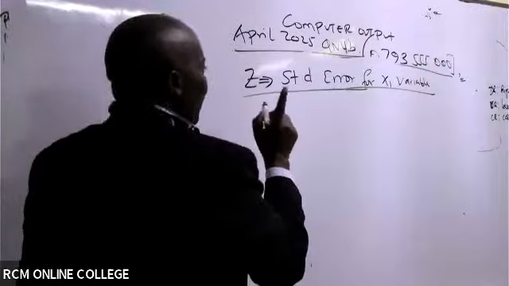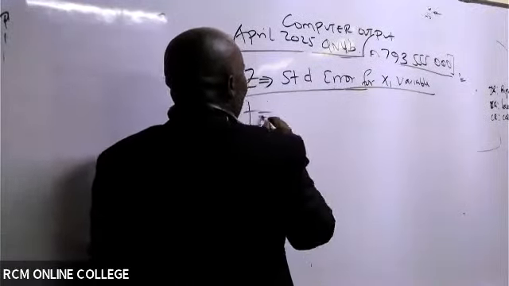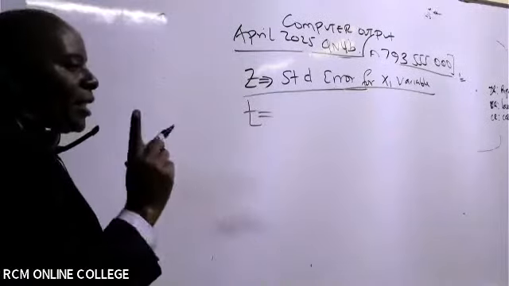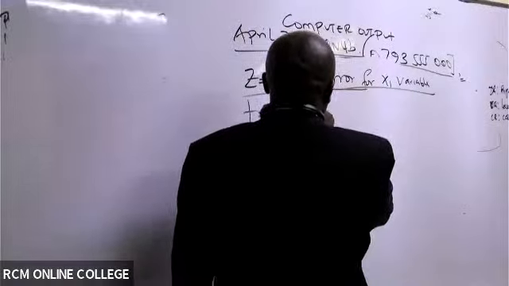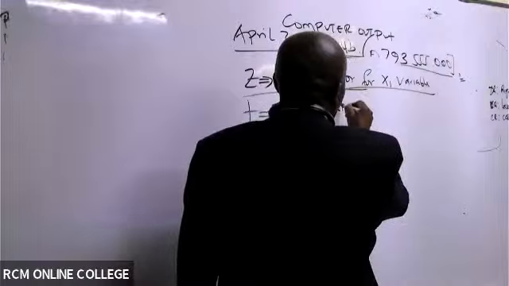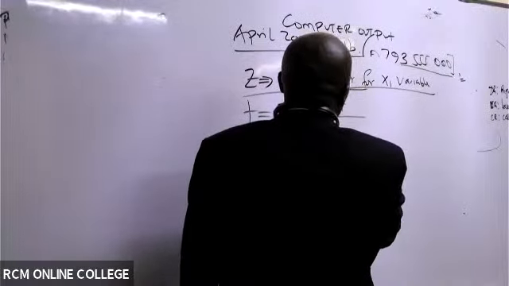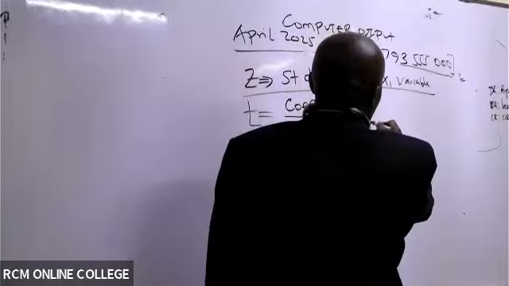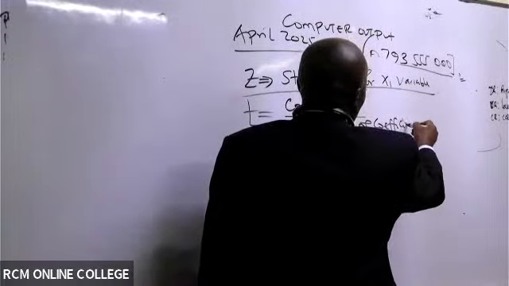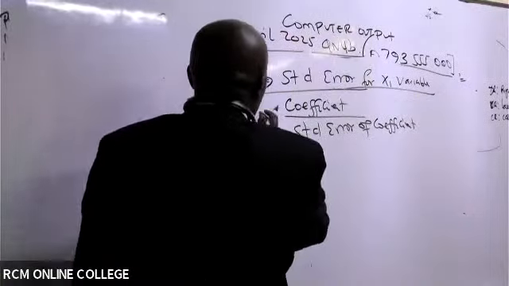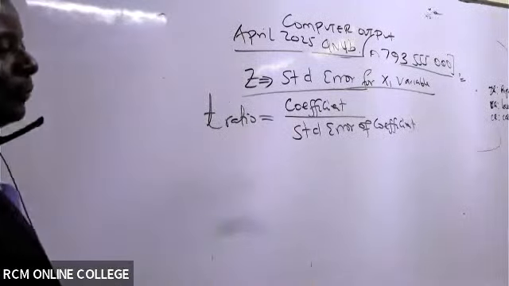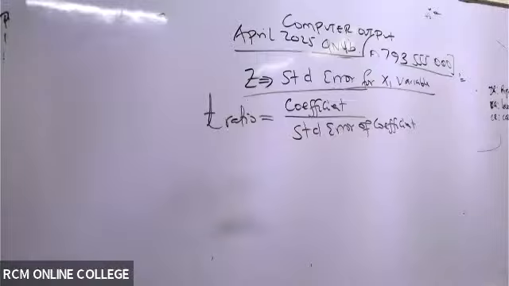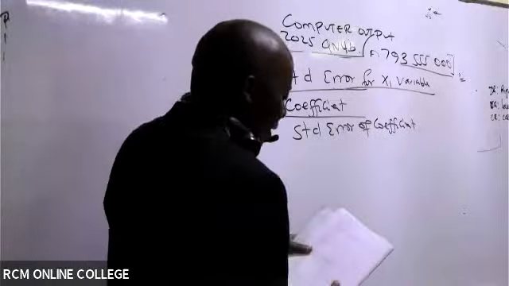So here I am expected to master some formula. To get this T, ladies and gentlemen, how do we get this T? To get this T, you take the coefficient all over the standard error. Standard error of the coefficient. This is how we get the T ratio. You should always write it like that. To get the T ratio, a very, very important formula, we take the coefficient all over the standard error of the coefficient.